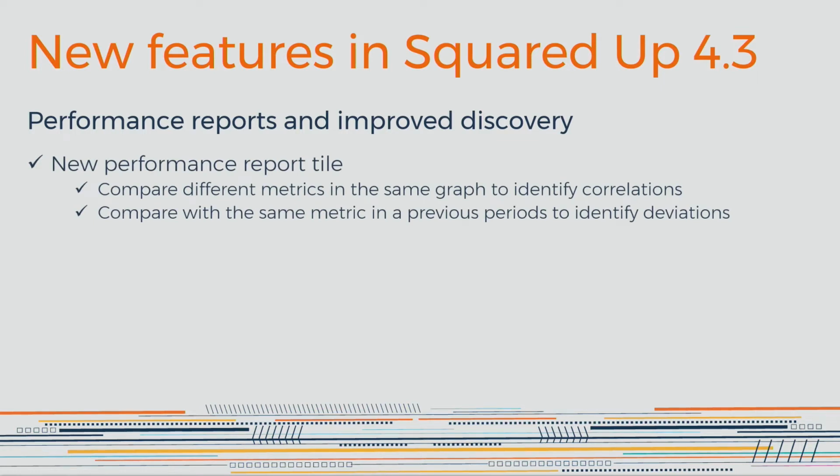The biggest one in the performance area is the introduction of a new tile. We call it the performance report tile. And there's 2 main things that it can do for you. One is that it can let you compare different metrics from different objects in the same graph. A number of you have asked us for this capability over the last year or 2. The main benefit of that is to let you identify correlations between different metrics quickly, easily and visually.